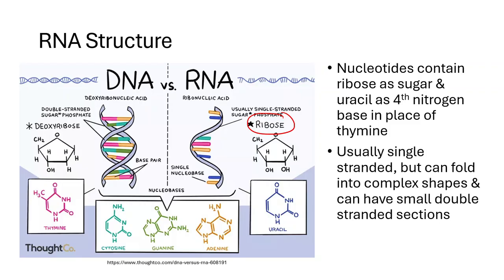RNA is usually single-stranded, but it can actually form some double-stranded sections, so it can hydrogen bond to other pieces of itself as long as there's a matching base sequence. And because it can form these kinds of bonds with itself, it can form some pretty complex shapes, and those complex shapes allow it to have different functions.